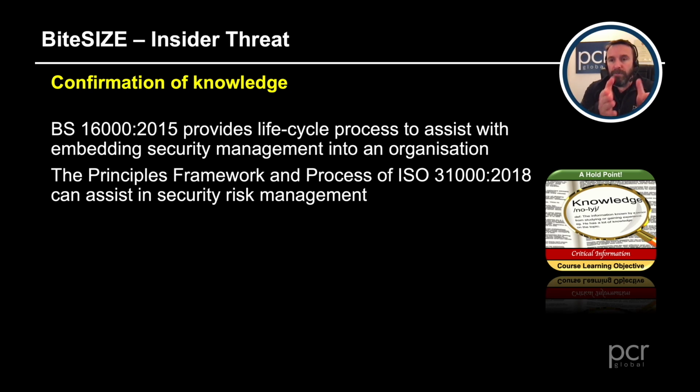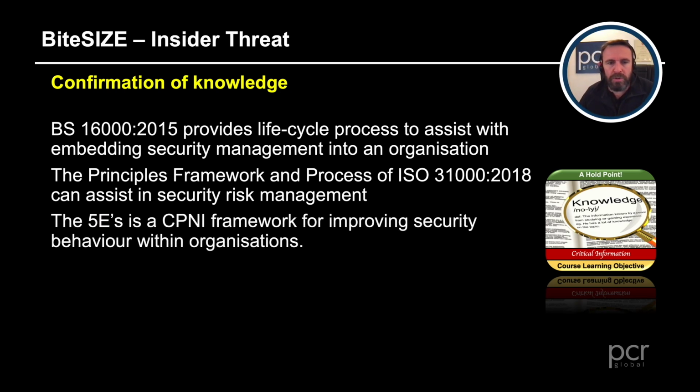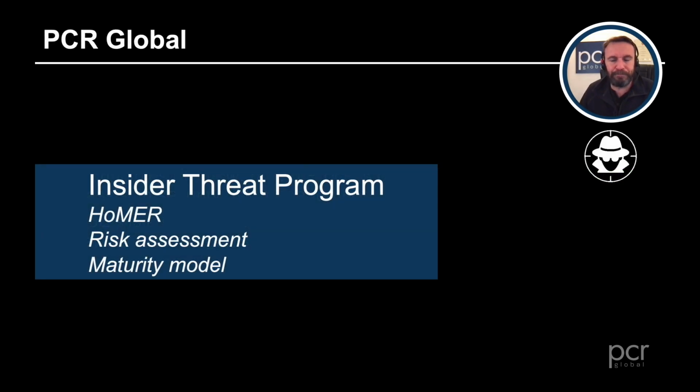27,000 information system security can fall underneath it. So can compliance. That's why it's important to try and separate those out in your mind. The 5 E's is a CPNI, the Centre for the Protection of National Infrastructure, framework for improving security behaviour within organisations. Insider threat programme. We can look at Homer, not Simpson, or we can look at risk assessments, and we're also going to have a look at the maturity model.